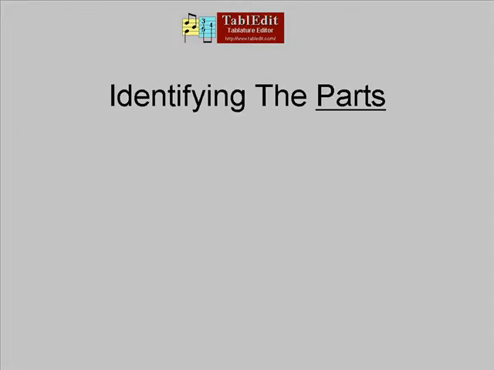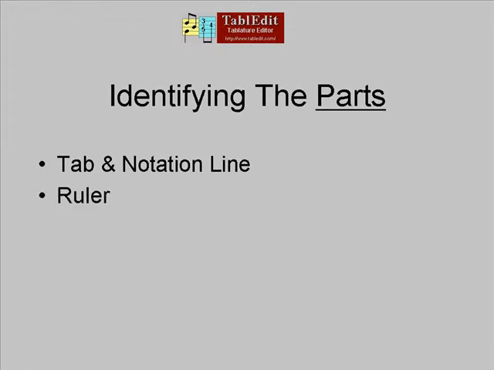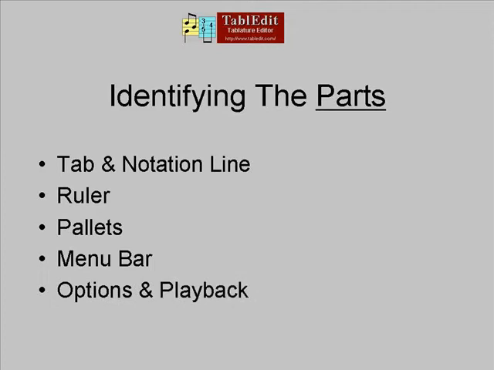This second lesson will give us a good overview of the different components of the TabEdit program. The following components will be discussed. Number 1, the tablature and notation lines. Number 2, our ruler. Number 3, the different palettes. Number 4, the menu bar. And number 5, the program options and the playback controls.